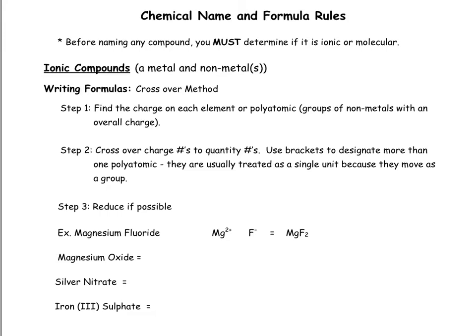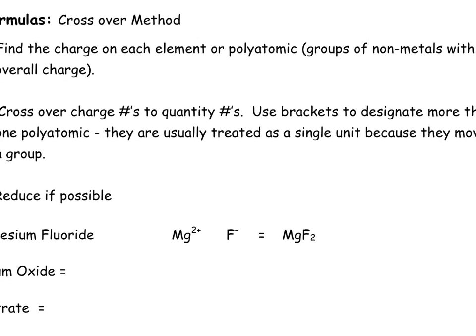Remember, polyatomic ions are usually treated as a single unit because they move as a group. The final step for writing ionic formulas is to reduce the quantity numbers if possible. Here are a couple of examples.